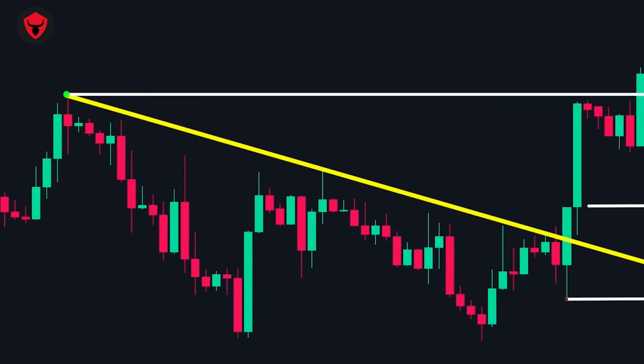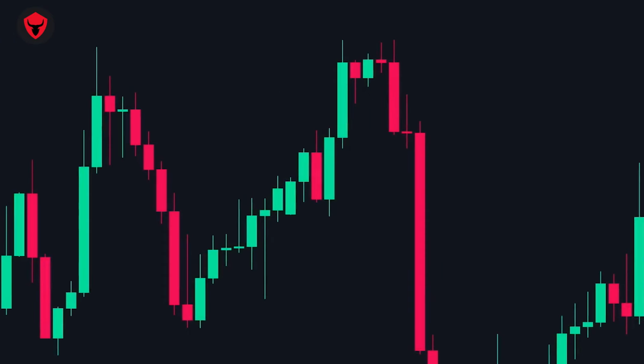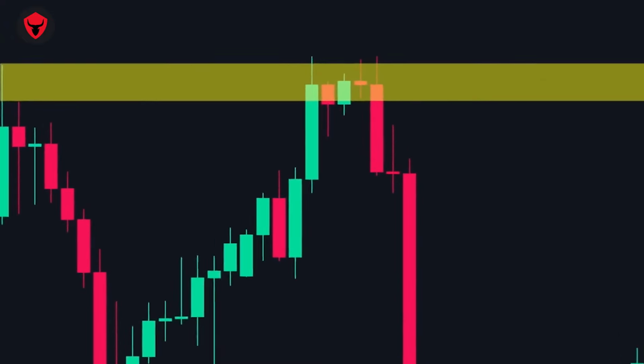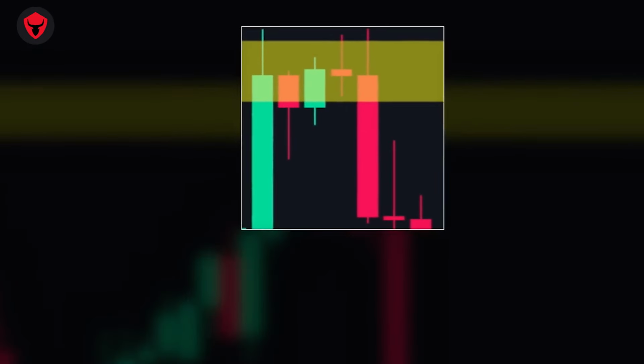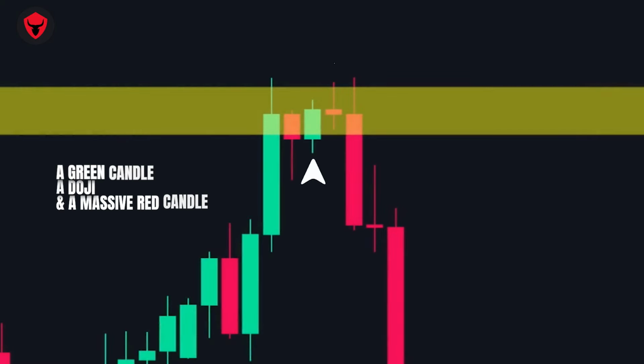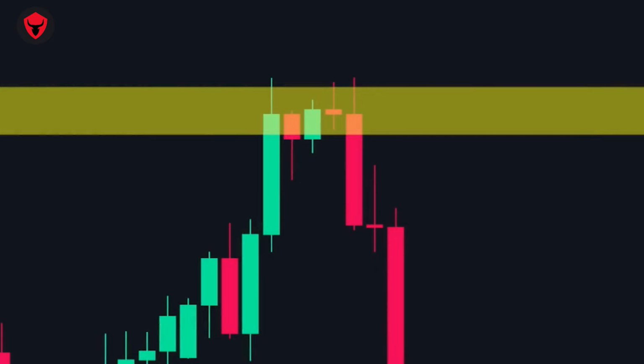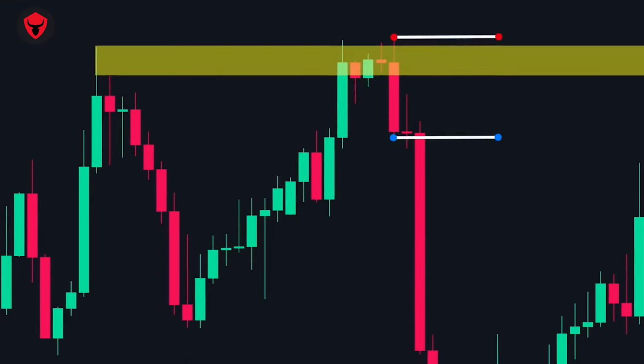For a sell trade example, consider how the price found resistance in a specific area. On the second test of this resistance, the price produced an evening star pattern, which included a green candle, a doji, and a massive red candle. The red candle was so huge that it closed far below the lows of the preceding two candles, indicating a high likelihood pattern. As a result, a sell trade was initiated at the low of this red candle, with the stop loss set above its peak. Targets were set at the previous two lows, and the price met them.